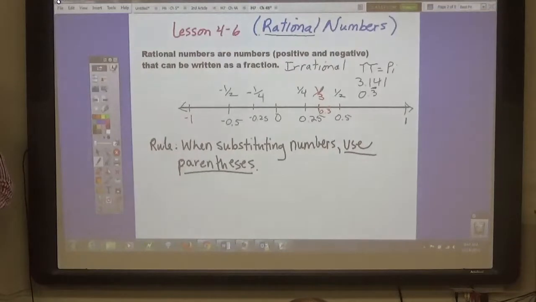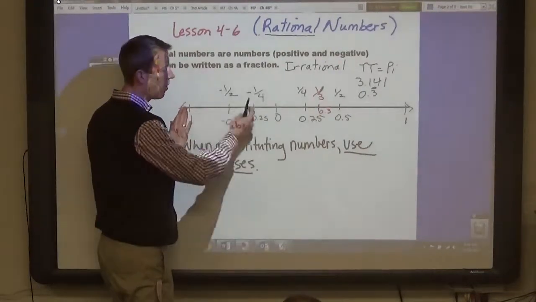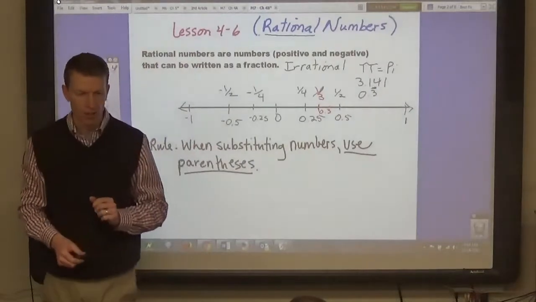Now, one of the things that you'll have to do from this lesson is put fractions and negative fractions on a number line. Okay? So, make sure that you count up the segments that are listed.